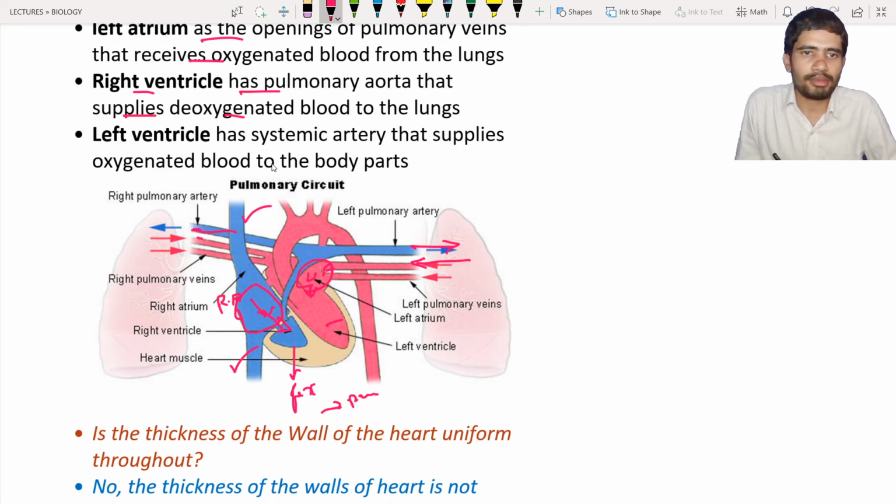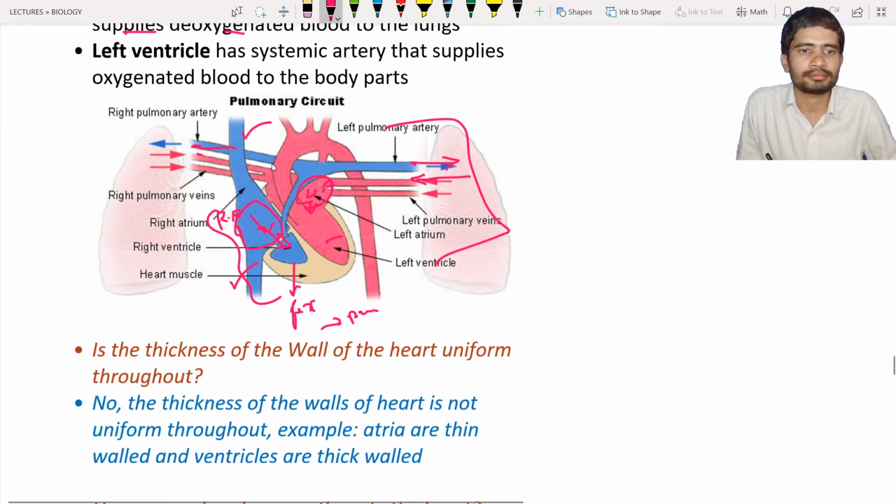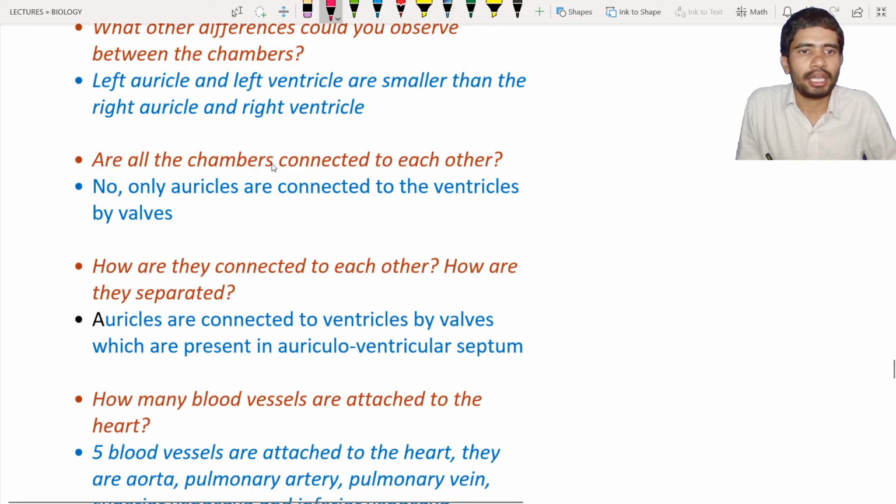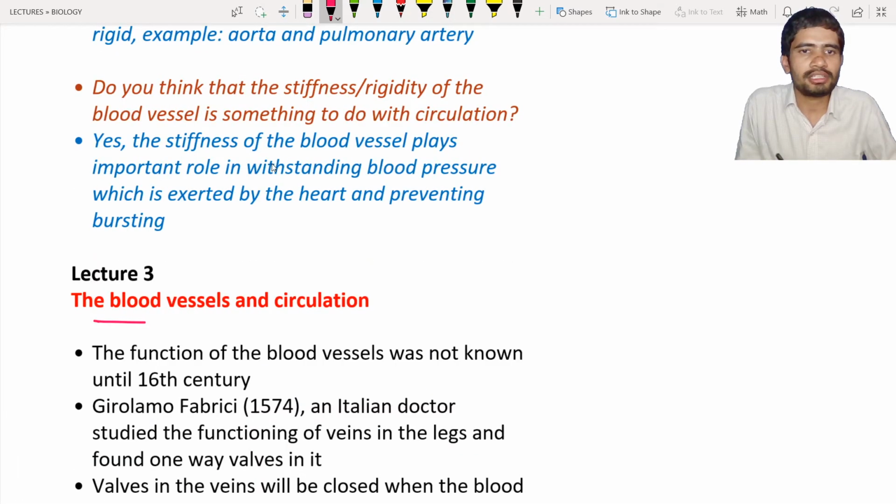Okay, so remember the right side of the chambers of the heart is always involved in the deoxygenated blood, and the left side of the chambers of the heart is always involved in the oxygenated blood transportation. Okay, and next is the blood vessels and also the circulation.